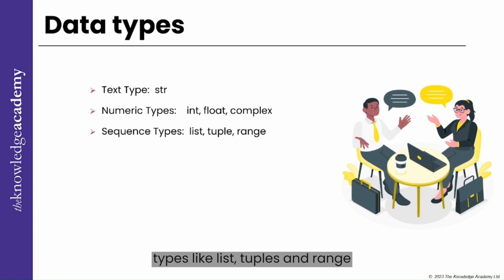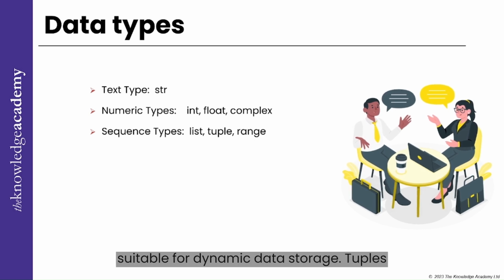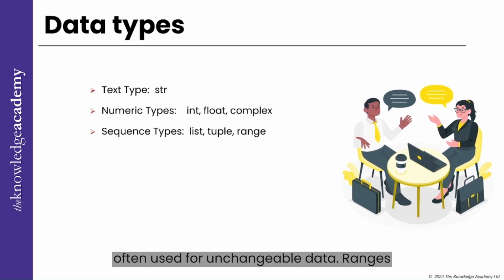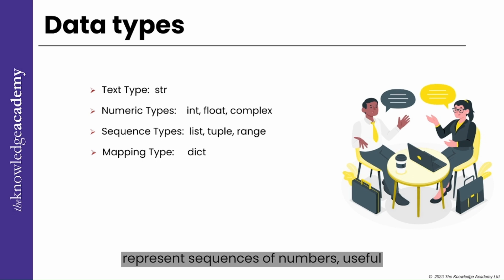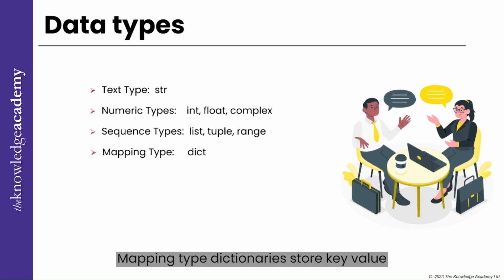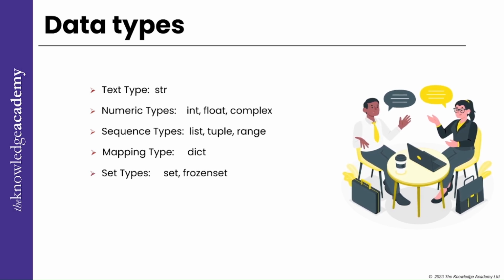Sequence data types like list, tuple, and range. Lists are ordered collections of items suitable for dynamic data storage. Tuples are similar to lists but immutable, often used for unchangeable data. Ranges represent sequences of numbers useful for iterations and loops. Mapping type. Dictionaries store key value pairs, facilitating efficient data retrieval and structured data management.